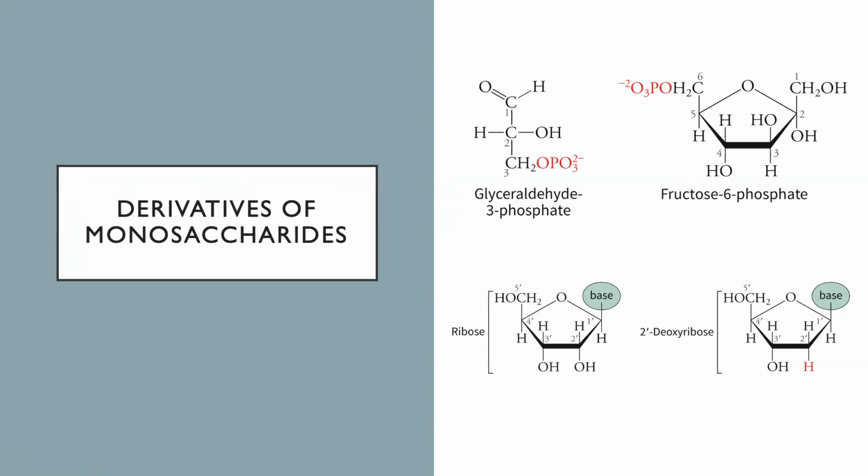You can also have nucleotides or nucleic acids added to monosaccharides. Here we have a ribose, which again is an aldose with 5 carbons, and you can have that carbon added with a base. These are now going to be considered non-reducing sugars as well.